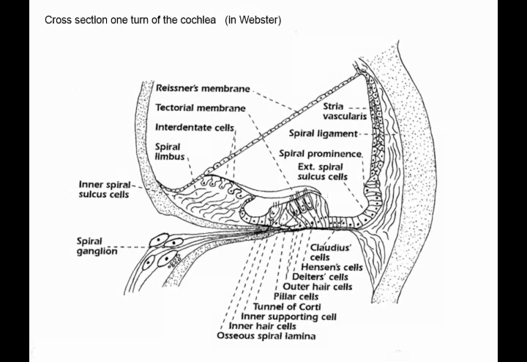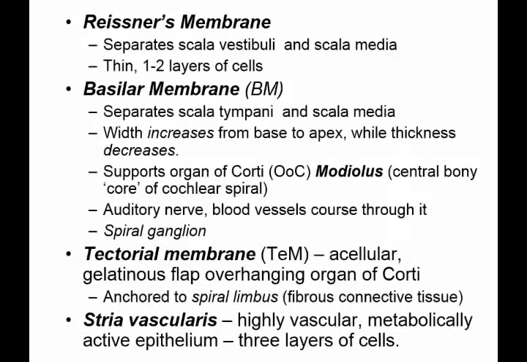The auditory nerve and the blood vessels course through it, so the auditory nerve comes in from here. And a few blood vessels that are not plotted on here are coming through here as well to support all of these cells, obviously. We also have the tectorial membrane that I haven't talked about at all.